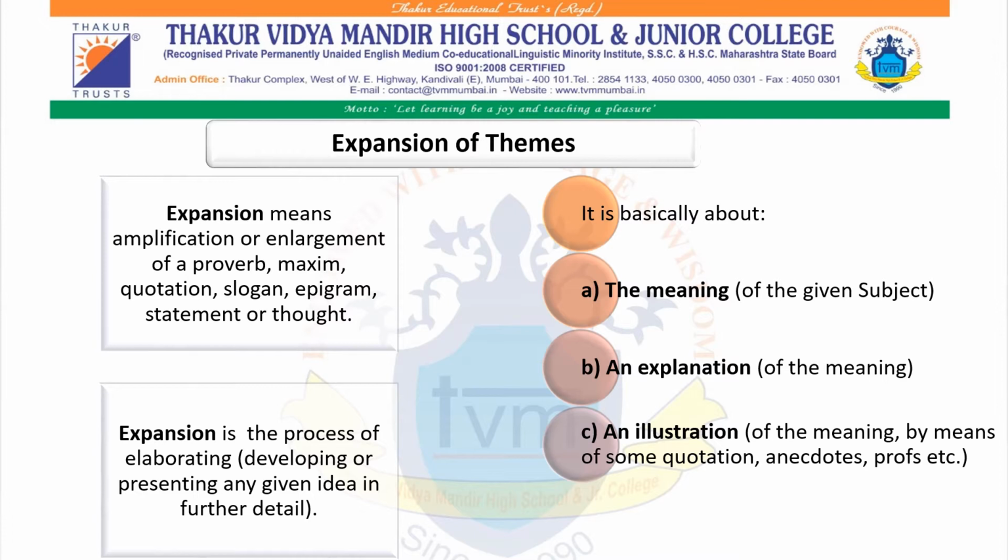Next is an illustration. Once we explain the meaning of the given idea, we have to illustrate it, and that can be done by means of some quotations, anecdotes, proofs, etc. And then elaboration, that is, of whatever illustration, quotation, proofs, or anecdotes we make use of, we have to elaborate.